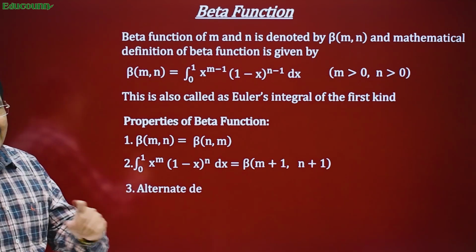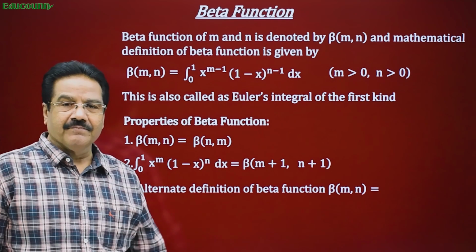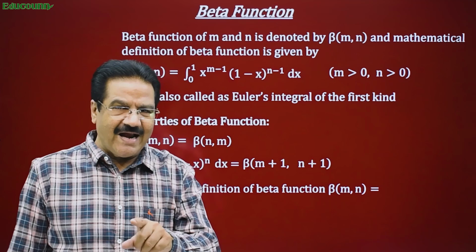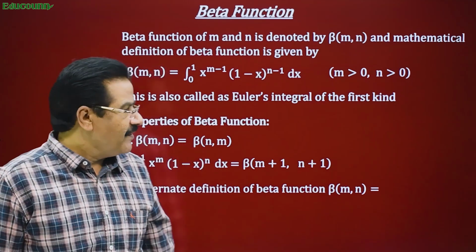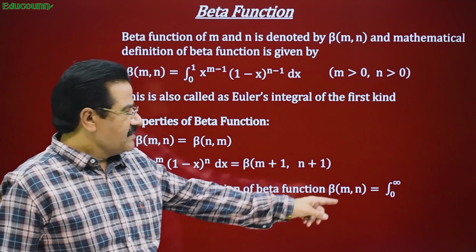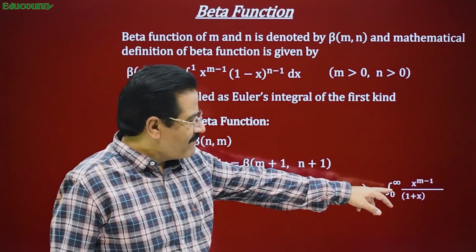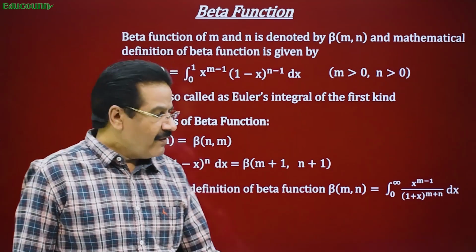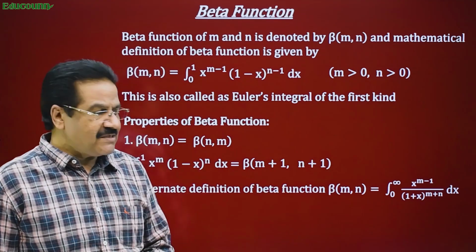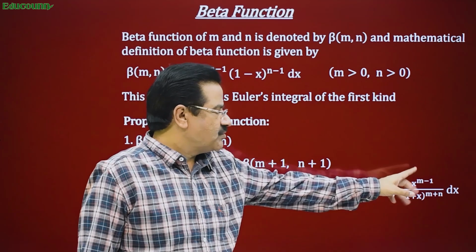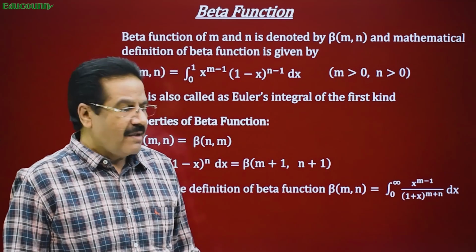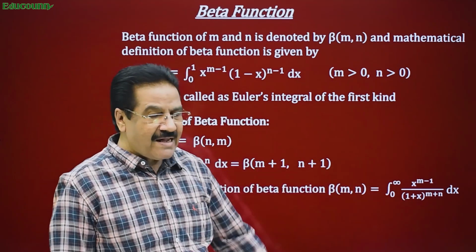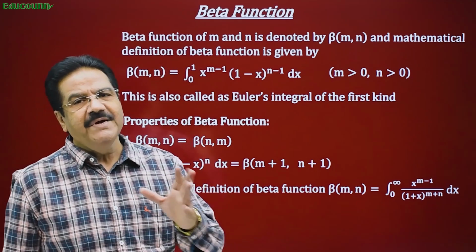Now let us take the alternative definition of beta function. An alternate definition of beta function is in terms of definite integration within the limits 0 to infinity. So let us see this definition. 0 to infinity, x raised to m minus 1 upon (1 plus x) raised to m plus n dx. Whenever we say beta(m, n), m appears in the numerator with x raised to m minus 1 as well as in the denominator, but n is present only within m plus n in the index of the denominator. This is called the alternate definition of beta function.